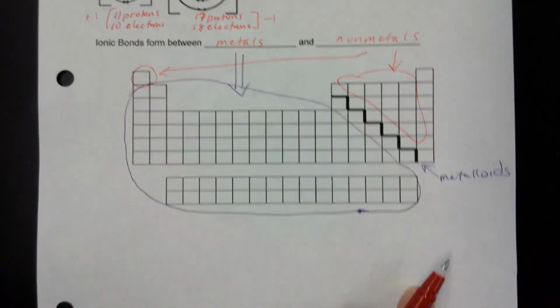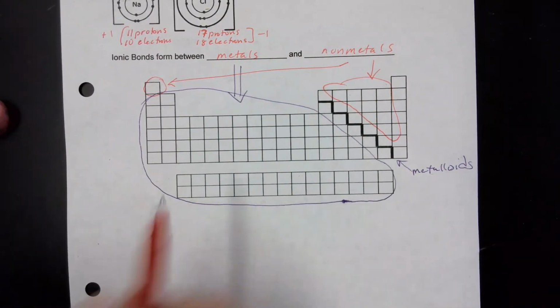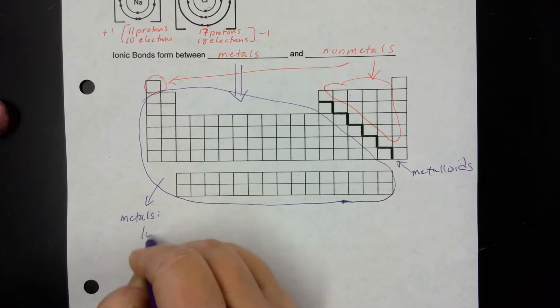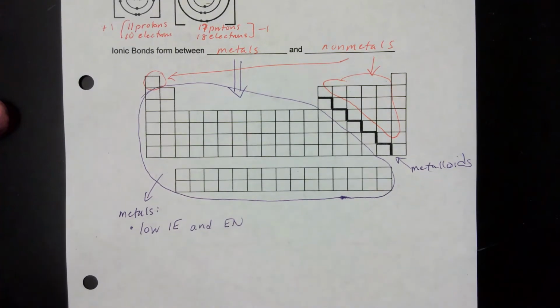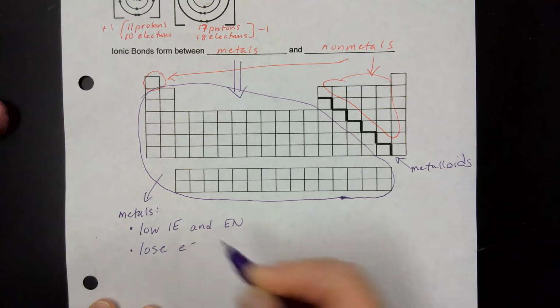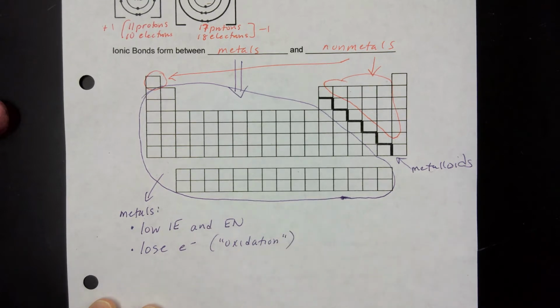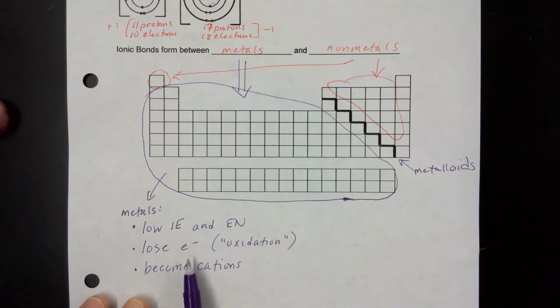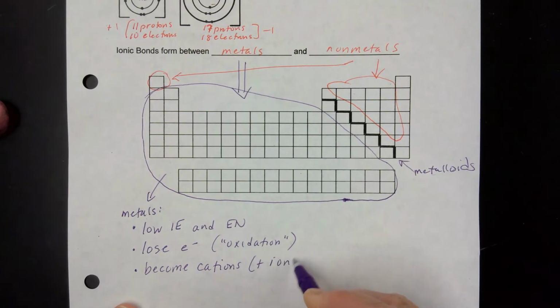So metals, what do we know about metals? Metals have low ionization energy and electronegativity. What that means is that they are going to lose electrons. Remember, this is the process known as oxidation. And metals typically become cations, because that's what happens when they lose their valence electrons. They have fewer electrons than protons, and overall they are charged. So they become positively charged ions.